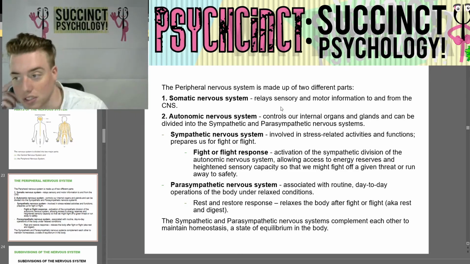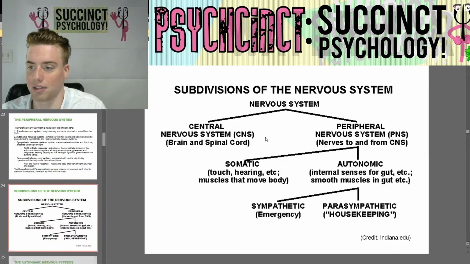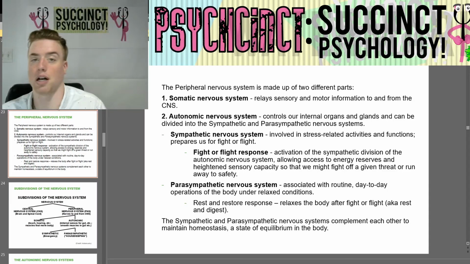The sympathetic nervous system is involved in stress-related activities and functions, and it prepares us for fight or flight. Now, I'm sure you've heard of the fight or flight response, but just to give you a definition, it is an activation of the sympathetic division of the autonomic nervous system, allowing access to energy reserves and heightened sensory capacity so that we may fight off a given threat or run away to safety. So the sympathetic nervous system triggers your fight or flight response in case you're in a dangerous situation and you either need to be able to defend yourself or get out of there.